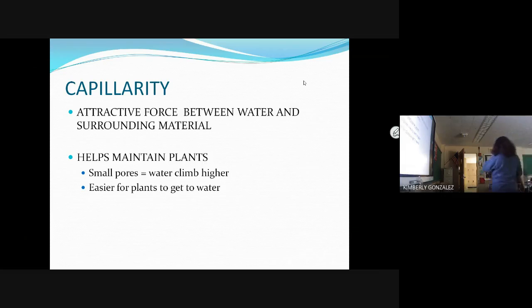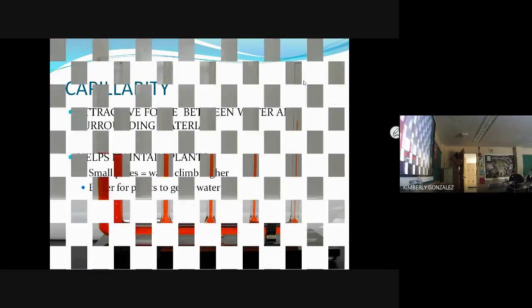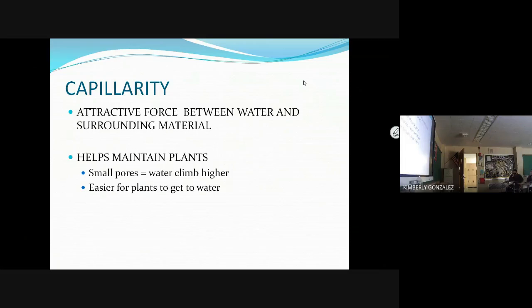Because capillarity and that water attraction is going to help to keep plants alive. If you have a small, tiny little pore, the water is going to climb up higher on either of the sides and pull it all up. If you have a very large pore, it won't climb up as high, even if it has the same amount of water in both of them. So if it's a small pore, then water will climb up higher, and it's easier for plants to actually get to the water.